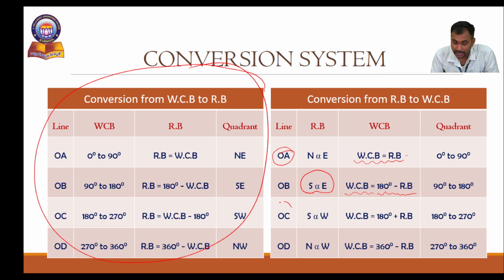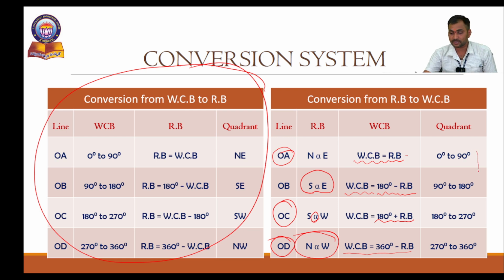If the line OC is present between south and west, where alpha is the bearing value in the southwest direction, then we convert into whole circle bearing as 180 degrees plus reduced bearing. Finally, if the line OD is present between north and west direction, it is converted as whole circle bearing equals 360 degrees minus reduced bearing. So finally the coordinates will look like this.